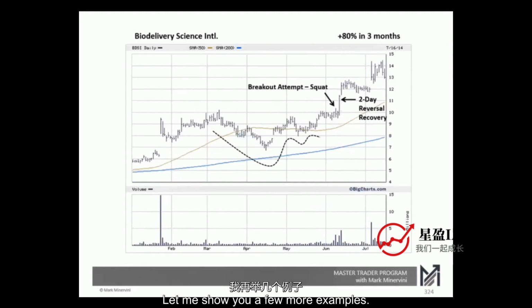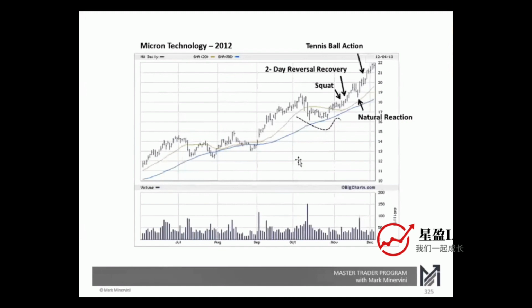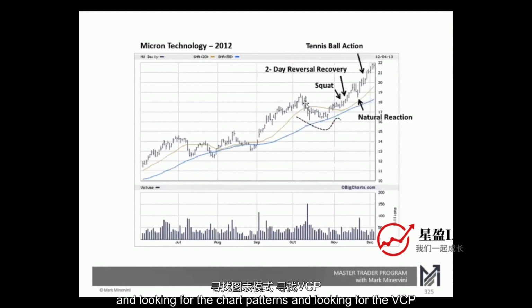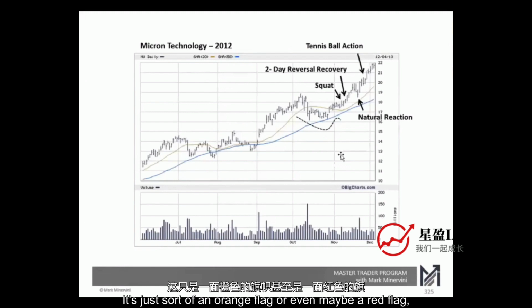before it actually stops you out. Let me show you a few more examples, and then we're going to talk about some of the caveats and how this can manifest itself. It's subtle stuff, but you're going to see how this all works together as you start from the left side of the chart and work your way up with the long-term trend, making sure you're in a long-term trend, looking for the chart patterns, looking for the VCP and then the entry point. Now the stock breaks out, and you start looking at these subtleties to see how strong the breakout is, and the fact that you can recover that reversal relatively quickly is a very good sign. So a squat's not a violation. It's just sort of an orange flag, or even maybe a red flag, but definitely an orange flag.